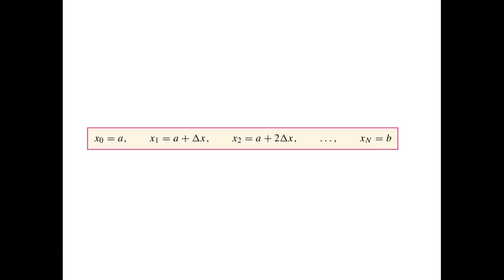So the x of 0 is going to be at a, and then x of 1 is going to be at a plus 1 delta x, one increment. x of 2 will be a plus 2 delta x's, and x of 3 will be a plus 3 delta x's, and on and on until you finally get to the n, and x of n is going to be b, which would have been a plus n delta x. But we don't have to say that. We know it's b already. Okay. So that's the first thing we do. Break the domain into n equal pieces. Okay?